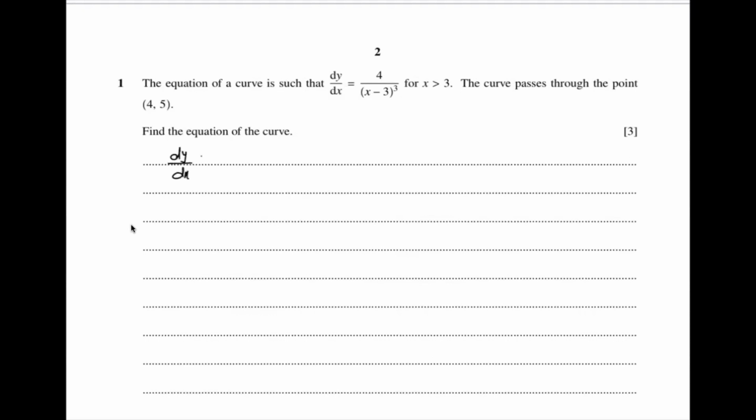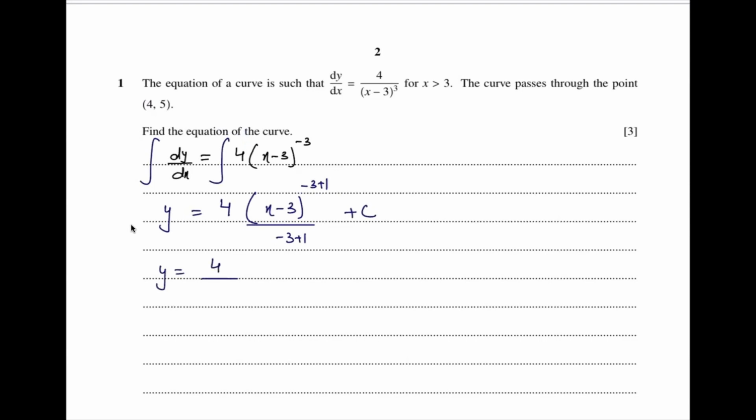So dy by dx is equal to 4 times (x minus 3) to the power of minus 3. To find the equation of the curve, we are going to integrate this function. So the integral of dy by dx is y. You can take 4 common out of the integral sign. The integration of (x minus 3) to the power of minus 3 is going to be (x minus 3) to the power of minus 3 plus 1. Remember, you add 1 to the power and divide by the new power. The new power is going to be minus 3 plus 1, that is minus 2, plus the constant of integration. So y equals 4 divided by minus 2 times (x minus 3) to the power of negative 2, plus c.